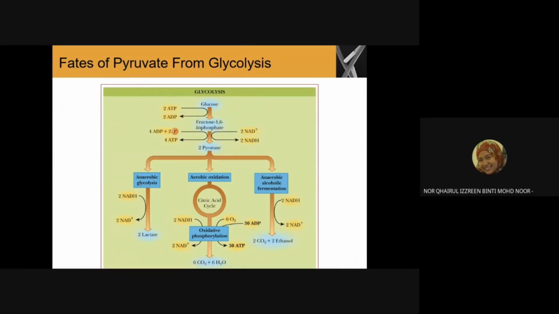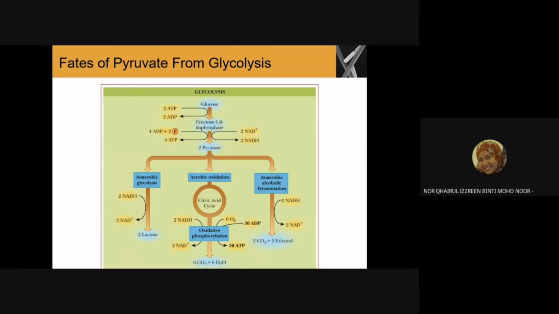So in general, this is the glycolysis pathway. Here is the glucose. From glucose, this is the pathway of glycolysis. At the end, it produces 2 pyruvate. This pyruvate can go into anaerobic glycolysis, aerobic oxidation, or anaerobic alcoholic fermentation.